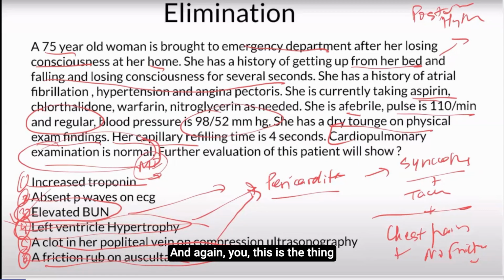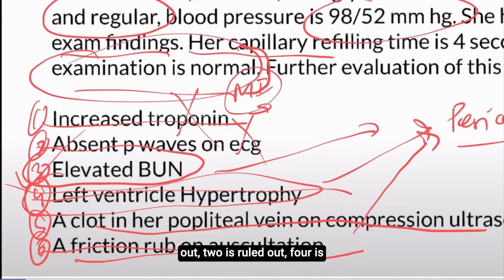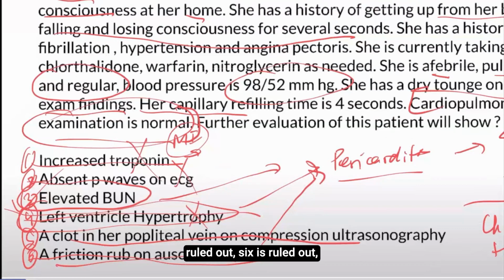And again, this is the thing with USMLE. You could have all the knowledge in the world, but if you can't think critically, if you don't know pattern recognition, if you can't recognize positive and negative clues, you're screwed no matter how much learning you do. While other people who don't have a lot of knowledge, even if they know the most basic things like cardiopulmonary examination is normal. If I just knew cardiopulmonary examination is normal and what that means, 1 is ruled out, 2 is ruled out, 4 is ruled out, 6 is ruled out.